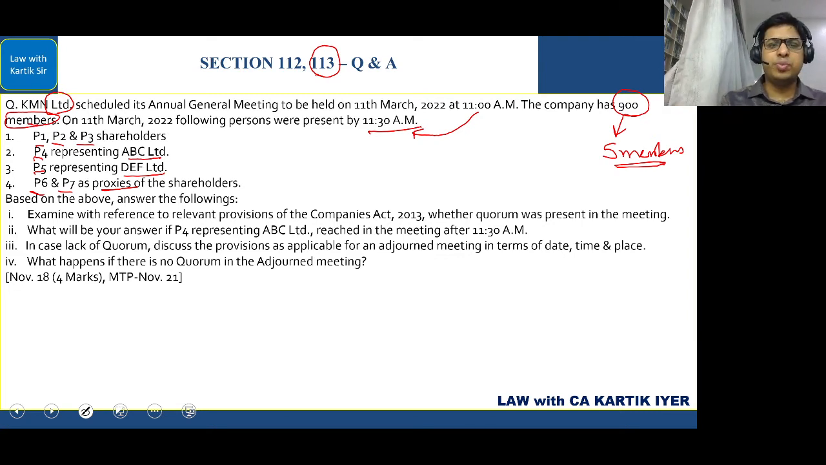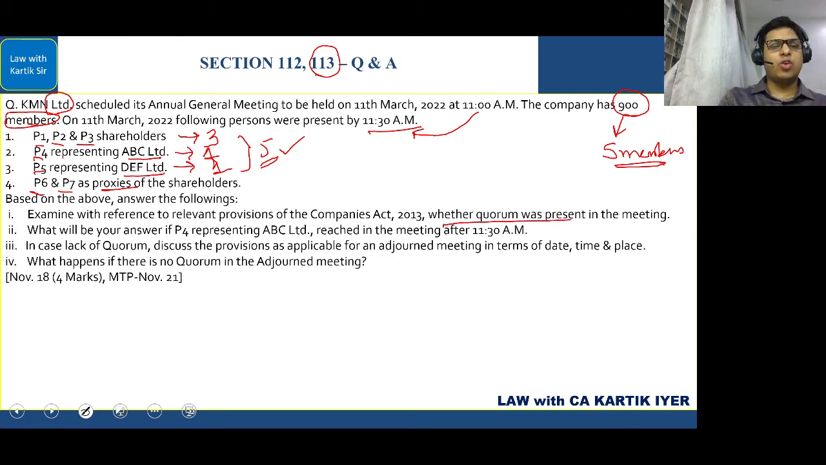Now P1, P2, P3 as shareholders will constitute 3. P4 will constitute 1 and P5 will also constitute 1. So is 5 satisfied? The answer is yes. So the first question is whether quorum was present in the meeting. The answer is yes. Quorum was present in the meeting.